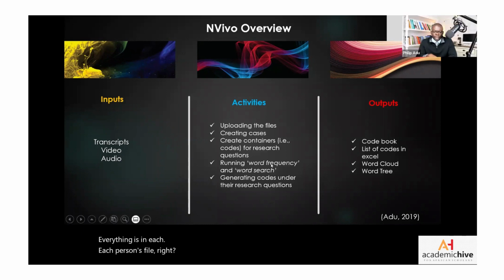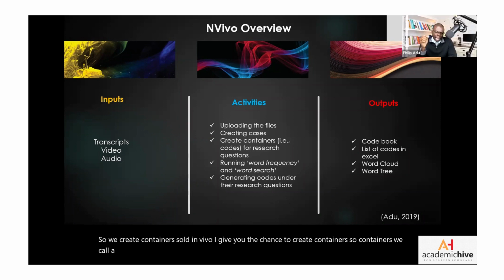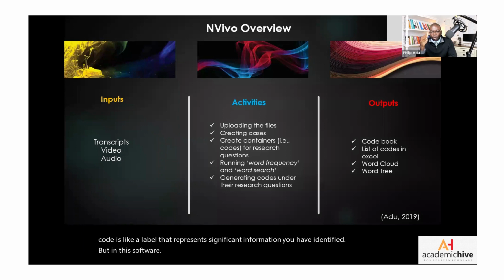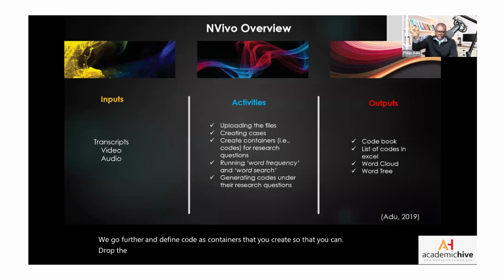So you create containers. NVivo gives you the chance to create containers. Containers, we call them code or node, right? Because the current software made it code. Code, as I said, is like a label that represents significant information you have identified. But in this software, we go further and define code as containers that you create so that you can drop the significant information into those containers, right?